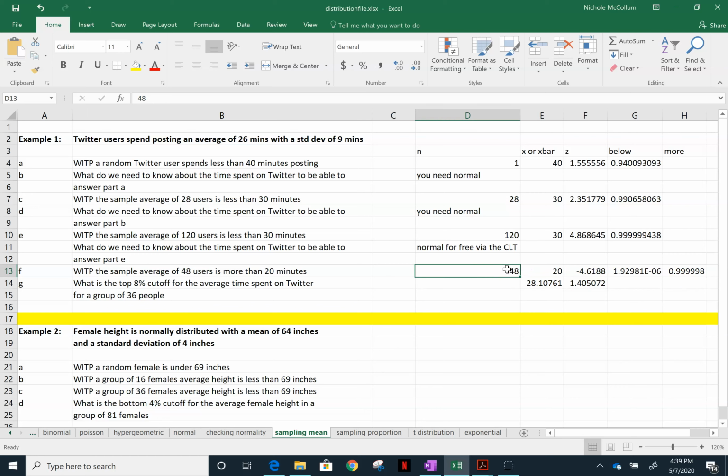Please note the sample size is over 30, so I get normal for free. I don't even have to test and draw the histogram or box plots or find the descriptive box. I can just go right to answering this question. Because I have a sample size over 30, that is, I have a sample size of 48 users, I know I can use the normal distribution, and my answer is pretty darn sure this group of 48 is going to take more than 20 minutes on average.